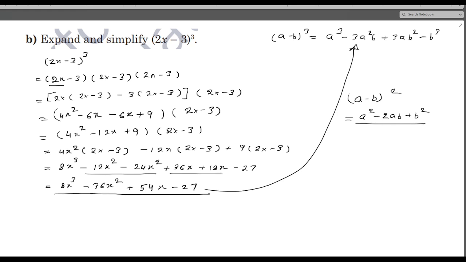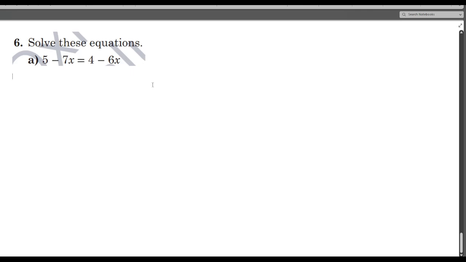So as we are moving, we are doing the same type of problem, but the difficulty level is increasing slowly. Now solve these equations. What I can do, I will add 7x on both the sides. So this 5 minus 7x plus 7x on the left, and on the right it is 4 minus 6x plus 7x. So on the left this x will go.